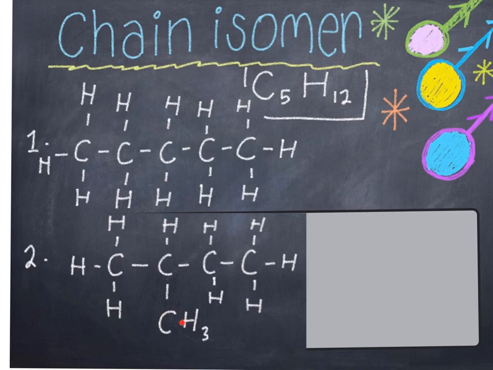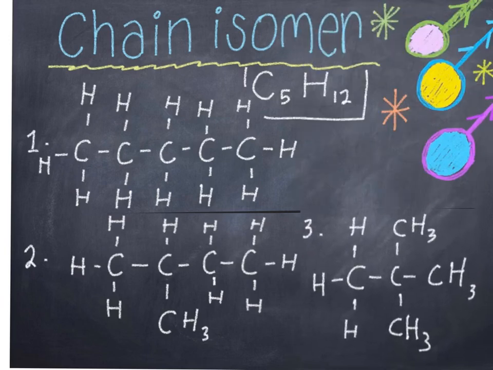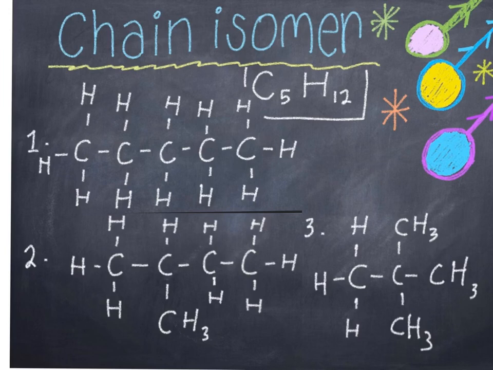Alright, the third structure that you might come out with might be this one. Here we have 1, 2, 3 carbon, and 2 methyl groups or branching located at the same carbon. So here you go, we have structures 1, 2, and 3. The relationship between structure 1, structure 2, and structure 3 is called chain isomers. So they are chain isomers.